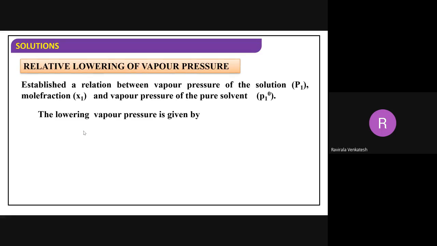Now, let me see what happened. Lowering of vapor pressure is given by what? This is lowering of vapor pressure or not? Tell me, beta. Delta P is equal to what I told you? P naught minus P. P naught is nothing but vapor pressure of pure solvent minus vapor pressure of solution. This is called only lowering of vapor pressure. Correct or not? Yes, sir.